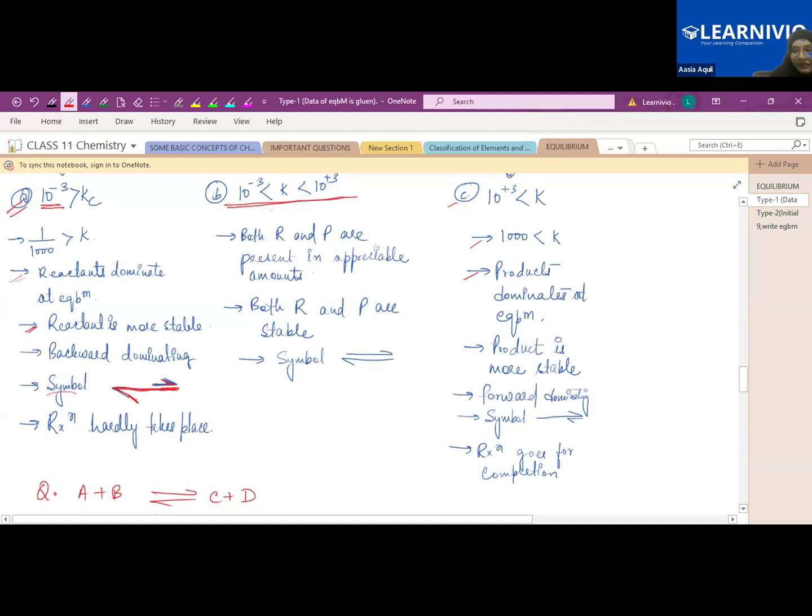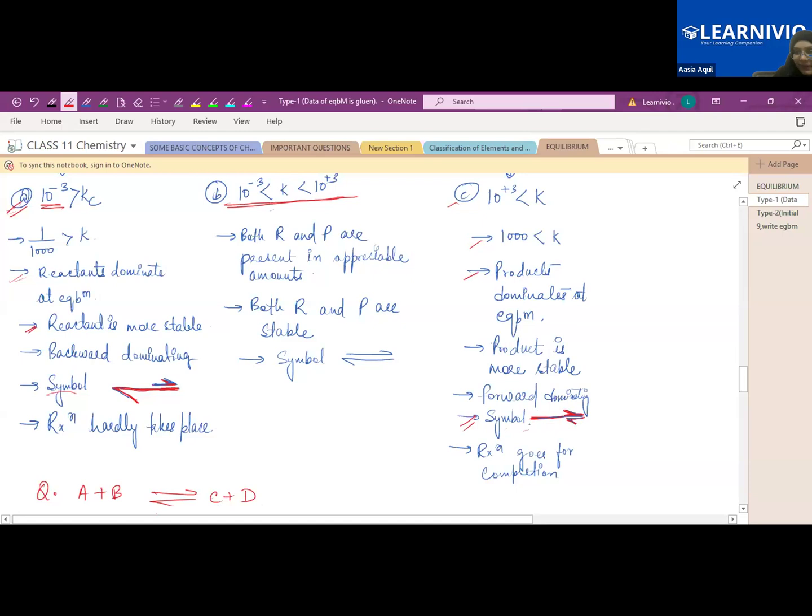And in this case, you have to represent it by using this symbol. Okay, this large arrow for the forward shift and this small one for the back shift. So it shows that the forward shift dominates over the backward shift. The forward reaction means the product dominates over the reactant. So you show it with this symbol.